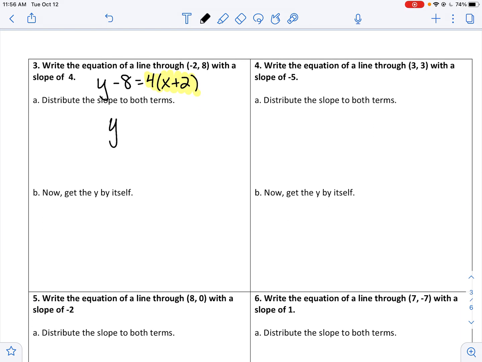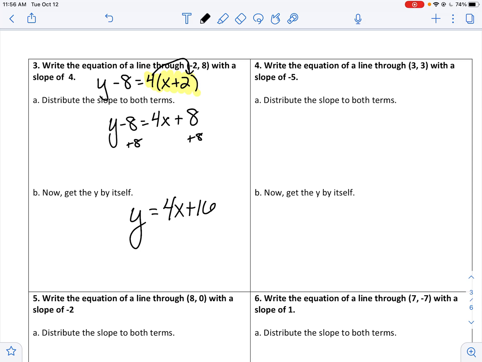So I've got y minus 8 equals 4x, and then don't forget to multiply the 4 times 2. In my last step, I want to get y by itself, so I need to undo that negative 8. So I'll add 8 to both sides, and y equals 4x plus 16.